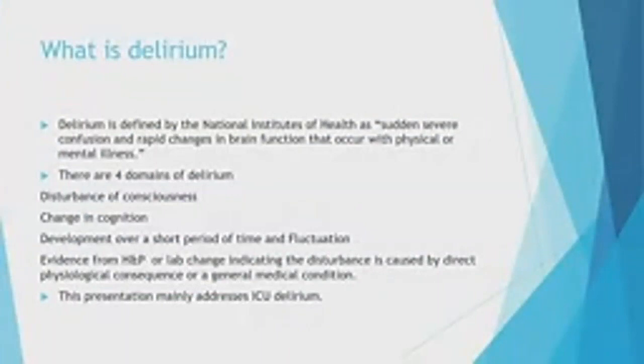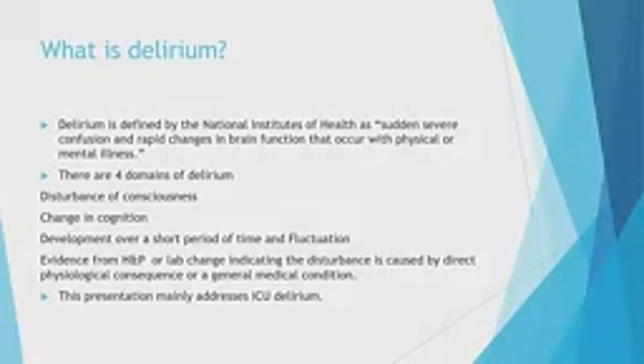So what is delirium? The National Institute of Health defines it as sudden severe confusion and rapid changes in brain function that occurs with physical or mental illness. There are 4 domains to look for in a patient who's acutely delirious. It's usually the disturbance in consciousness, change in cognition. There's always periods of fluctuation, whether a little bit more lucid in the morning, a little bit more confused later during the day. And then there should also be some H&P or lab documentation showing the cause, the physiological consequence of, or a general medical condition that could be causing them to have this delirium.